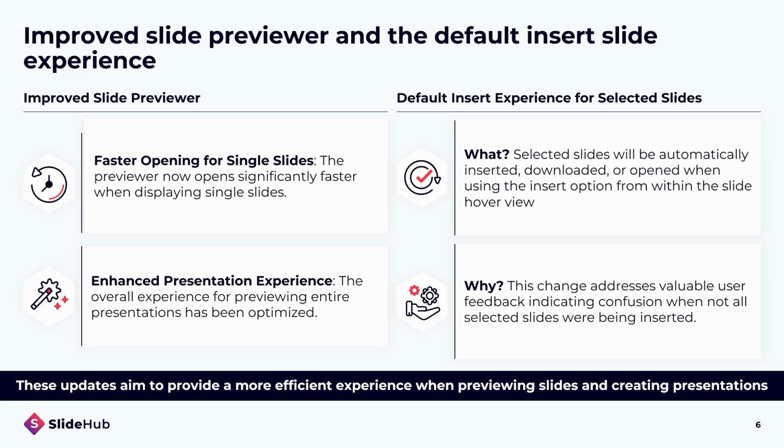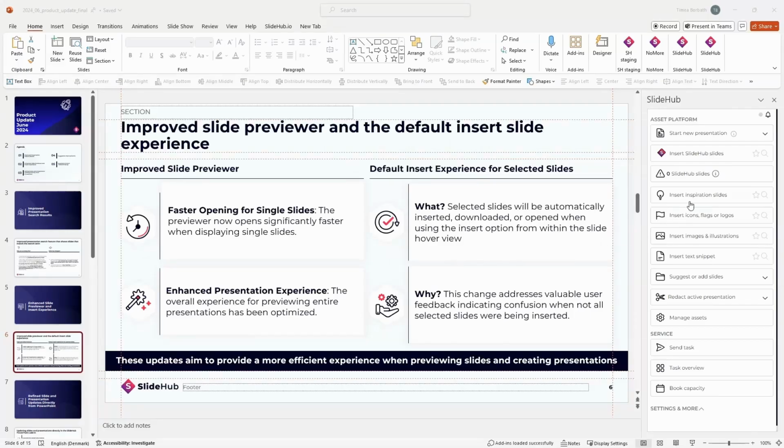What changed? Well, selected slides will automatically be inserted when using the insert option from within the SlideHub overview. Why? This change addresses valuable user feedback indicating confusion when not all selected slides were being inserted. These updates aim to provide a more efficient experience when previewing slides and creating presentations. Let me show you how it works. Let's go to Insert SlideHub Slides.